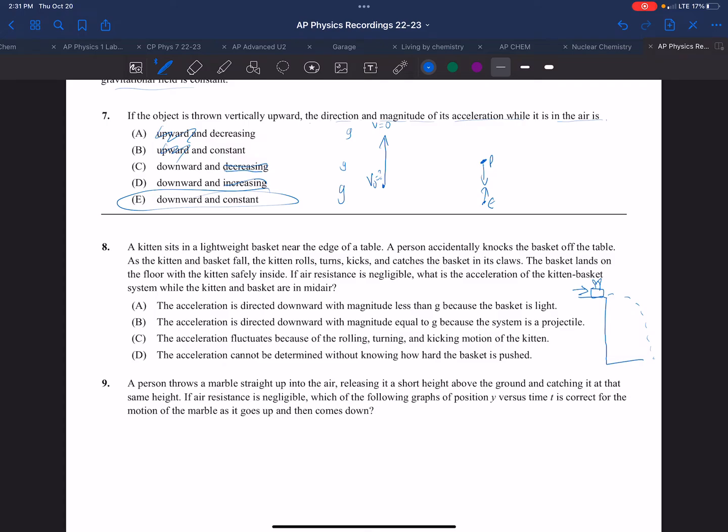All right, so the cat comes out of the basket, and for some time when they're in the air, the cat and the basket are separated from each other. But what we know is the basket and the cat both had an initial vertical velocity of 0. So that means they're both in free fall. They will both hit the ground at the same time, no matter what happens.